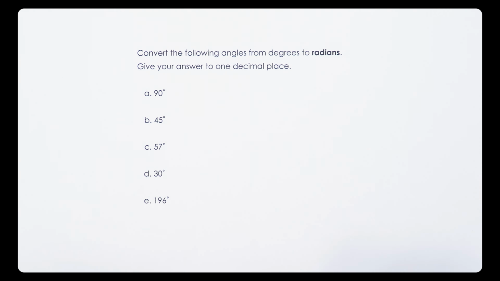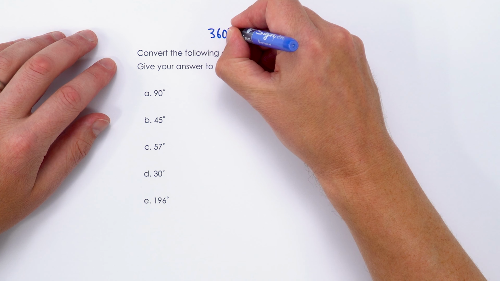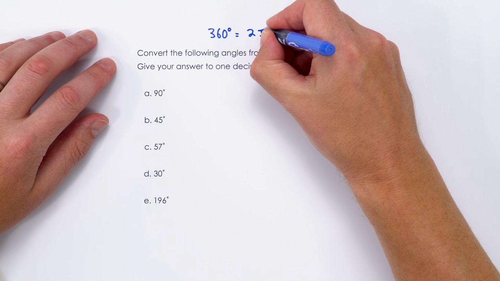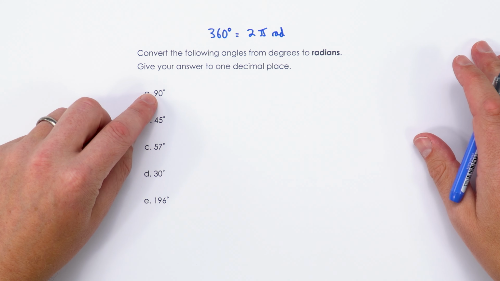Just remember that 360 degrees is equal to 2 pi radians, and when you know that, it's easy to convert, in this case from degrees into radians. So before I begin, I'm just going to write down at the top of the page that 360 degrees, the number of degrees in a circle, is equal to 2 pi radians. Okay, the first one, 90 degrees.